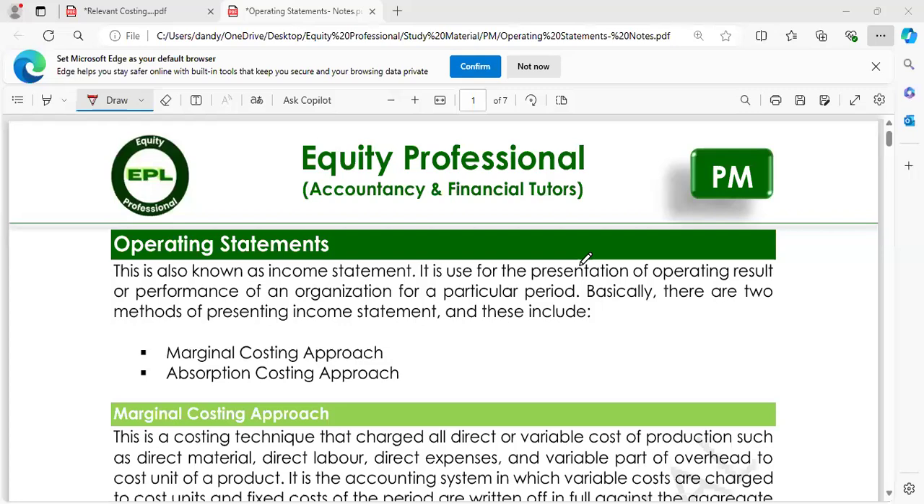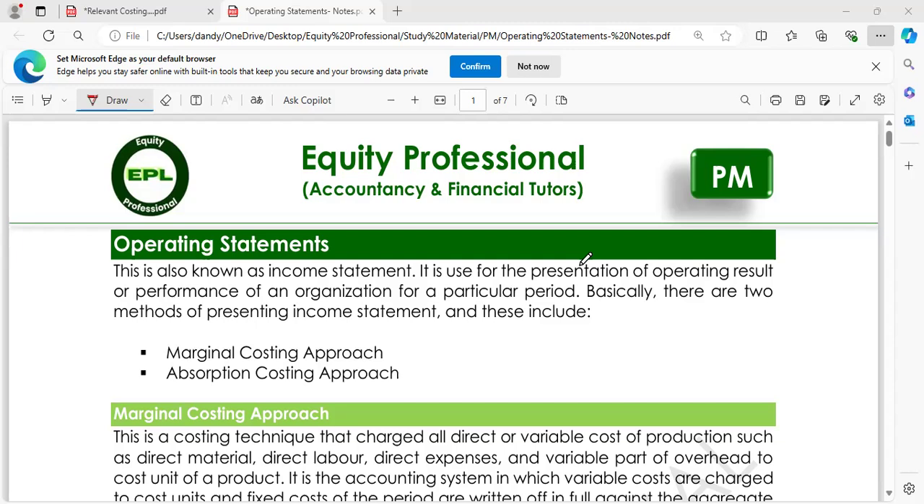Part of the things we discussed last time was that operating statements, which is of course the same thing as income statements, is a statement that is used to present the operating results or performance of an organization at a particular period. And basically we have two methods of presenting operating statements: 1, marginal costing method, and 2, absorption costing method.